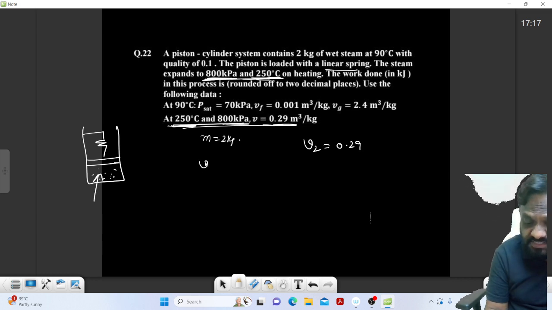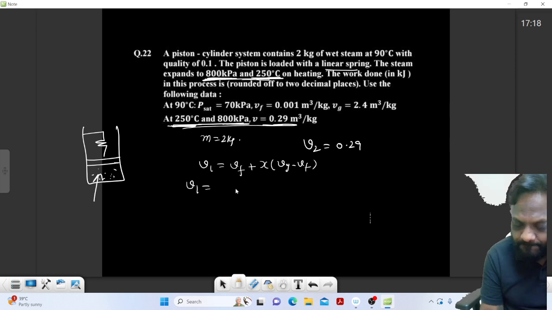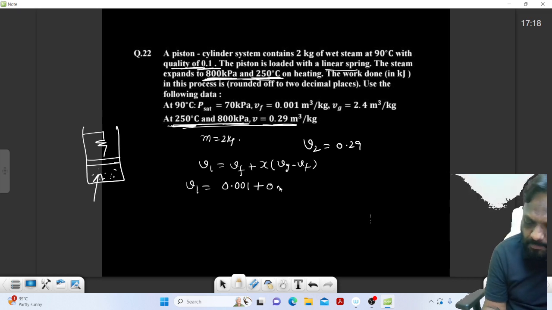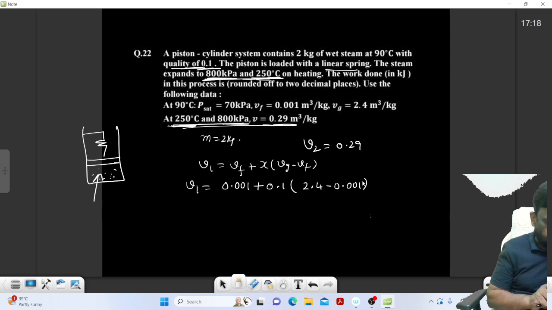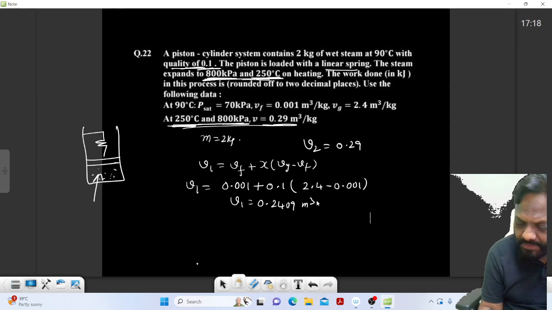Can I calculate the initial volume? Yes, sir. Initially, it is in the wet region. Whenever it is in the wet region, v is vf plus x into (vg minus vf). Let me calculate v1. What is vf? 0.001. The initial quality is given as 0.1. Vg is 2.4 and vf is 0.001. So (2.4 minus 0.001) into 0.1 plus 0.001 is 0.2409 meter cube per kg.